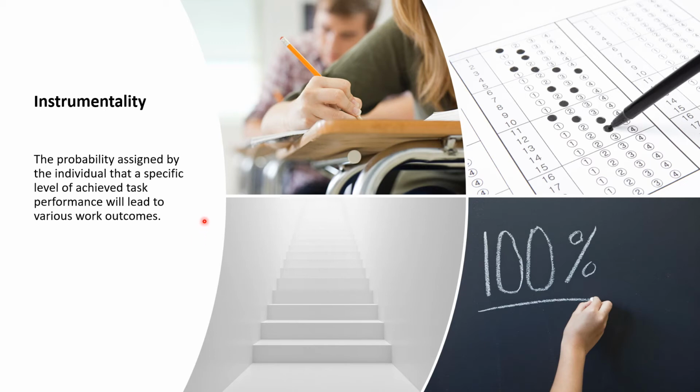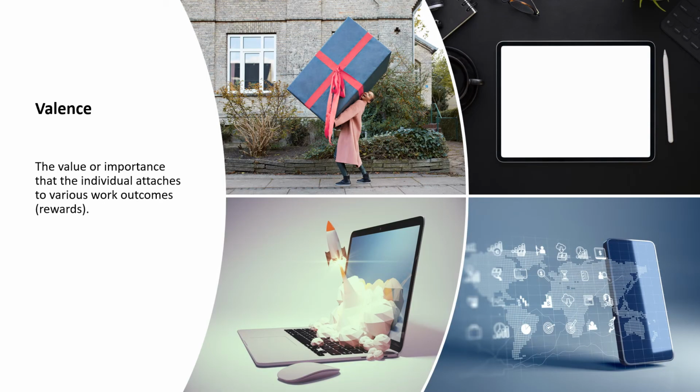So you believe that if you score 100% marks in the test, it will bring you the outcomes that you desire. You will get 100%, maybe you will get the iPad that you want to buy so much. Okay, instrumentality. The third one is valence.